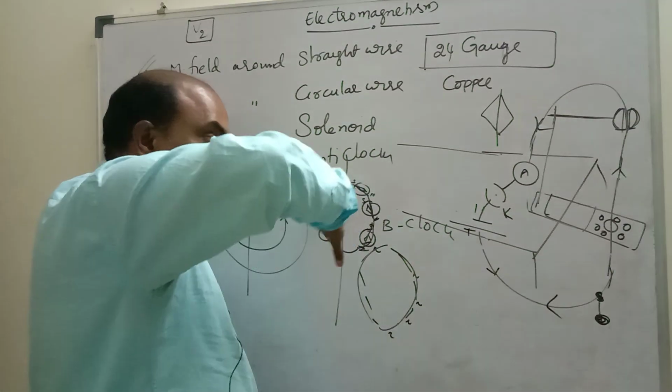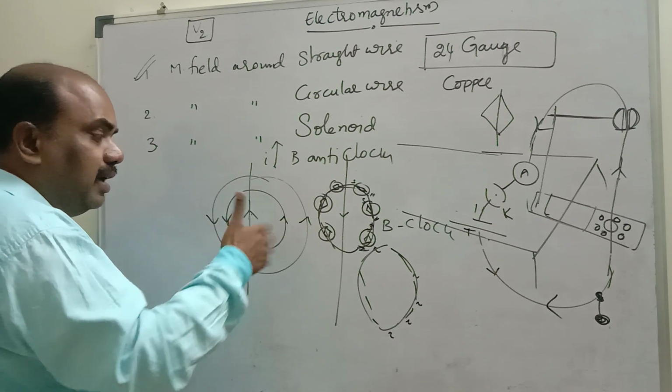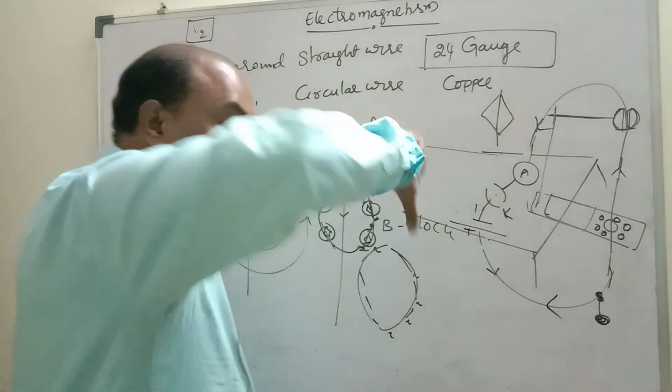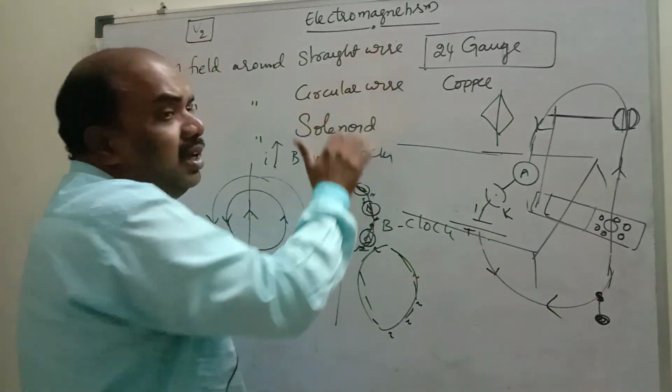That means if current goes down, the magnetic field is clockwise. If current goes up, the magnetic field is anti-clockwise. Remember, very important. If current goes up, magnetic field anti-clockwise. Current goes down, magnetic field clockwise. This is the magnetic field around a straight wire.